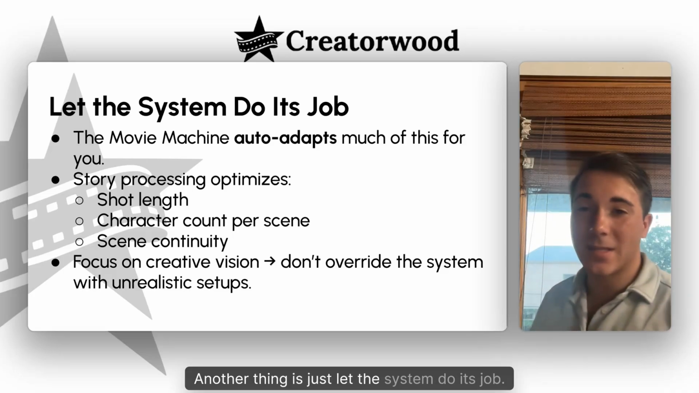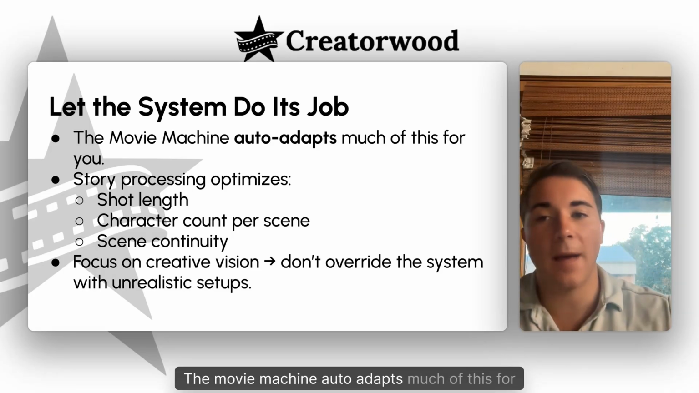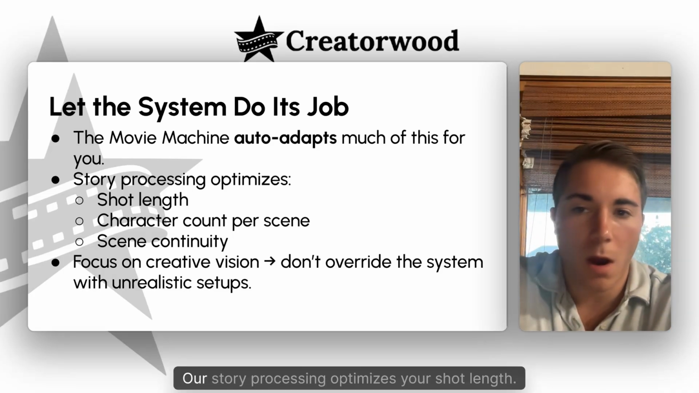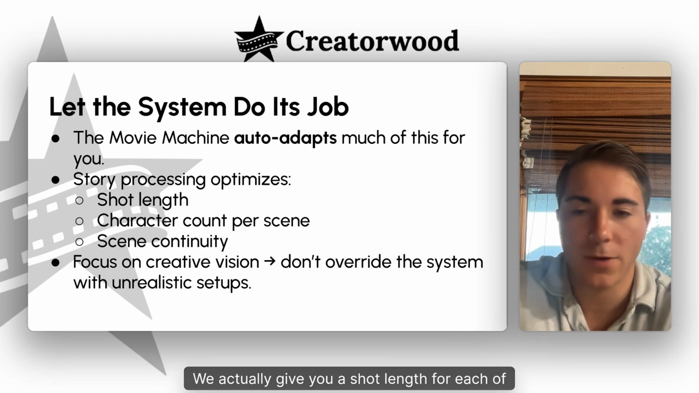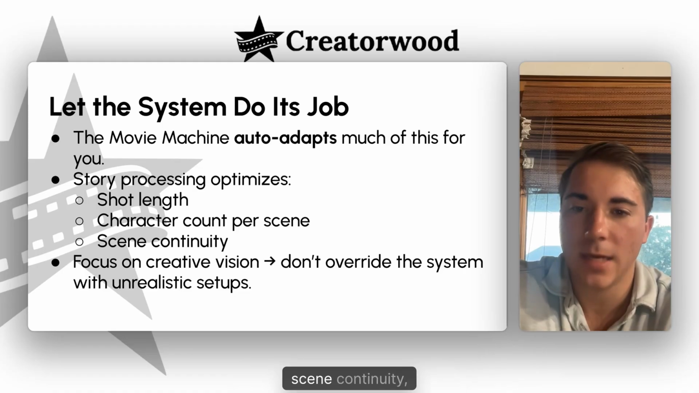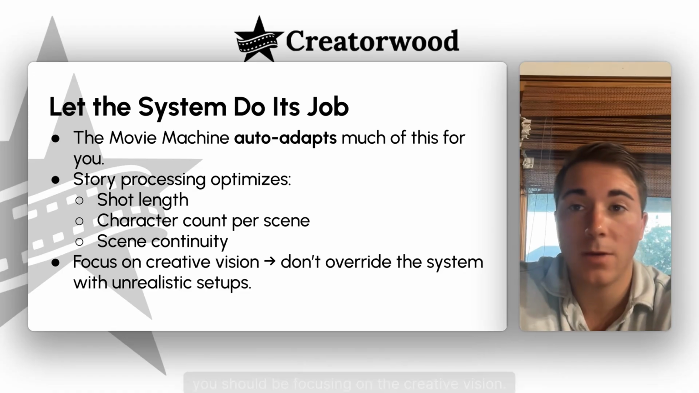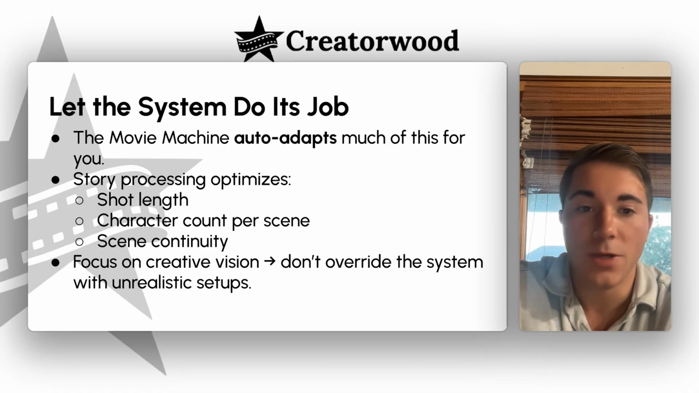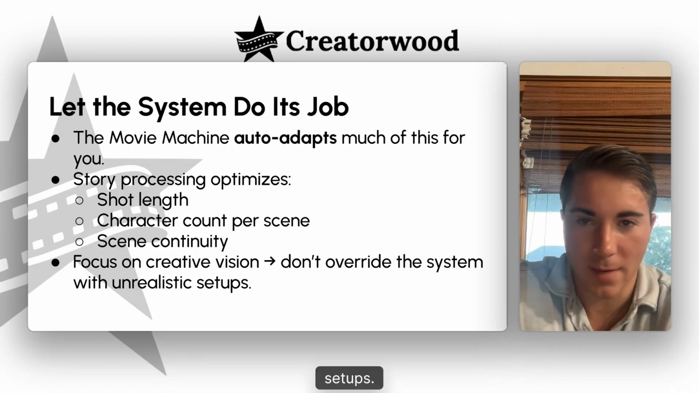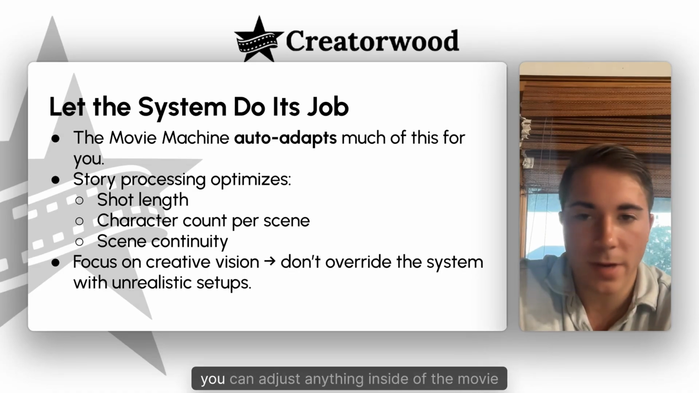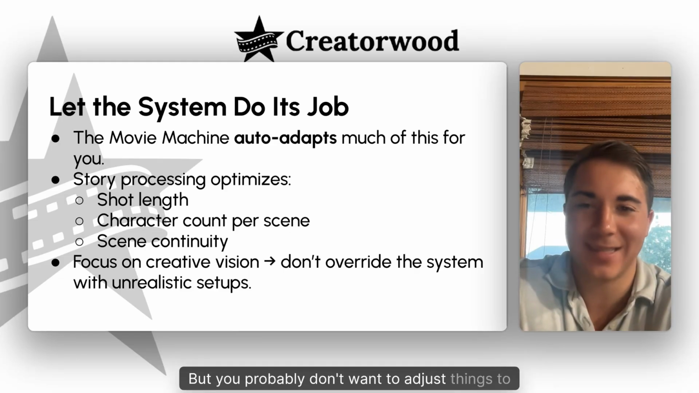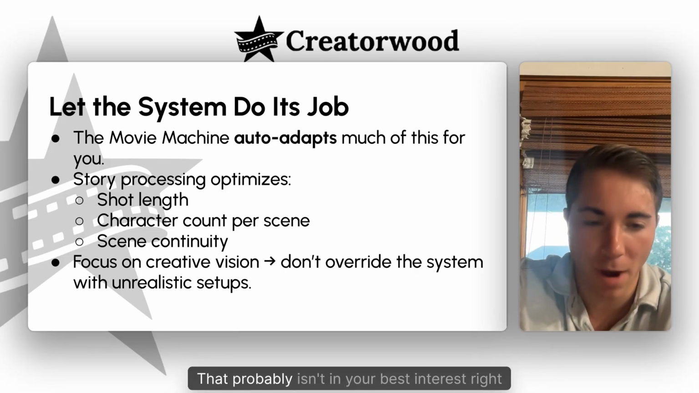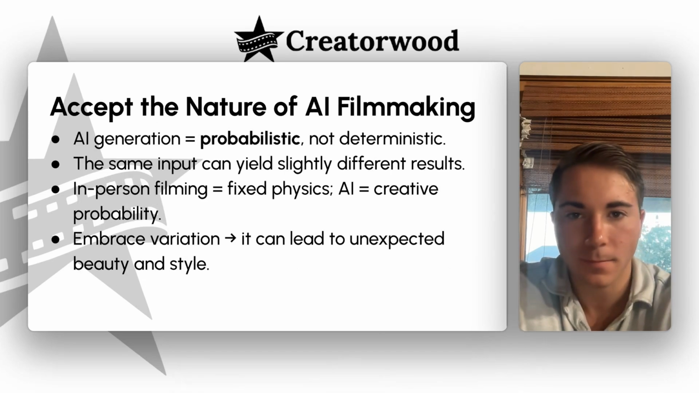Another thing is just let the system do its job. The movie machine auto adapts much of this for you. Our story processing optimizes your shot length. We actually give you a shot length for each of your shots, character count, scene continuity, and more. Ultimately, you should be focusing on the creative vision. Don't override the system with unrealistic setups. Essentially, now that we know these limits, you can adjust anything inside of the movie machine, and I'll show you how to. But you probably don't want to adjust things to have 10 characters in one shot. That probably isn't in your best interest right now.